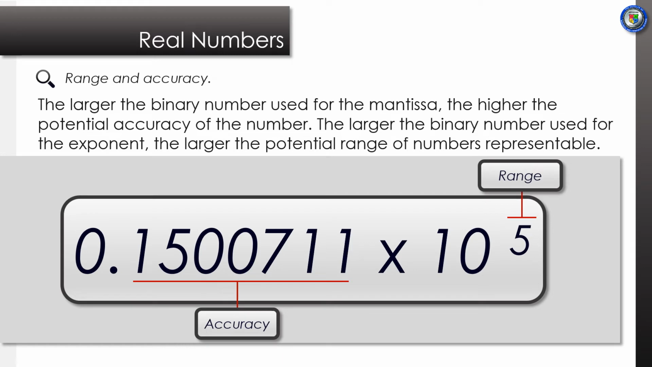The larger the binary number used in the mantissa, the more accurate that number will be. And the larger the binary number used for the exponent, or the more bits used for the exponent, the larger the potential range of numbers we are able to represent will be. So if we add more bits to our mantissa, we increase accuracy. If we add more bits to our exponent, we increase the range of numbers we can represent.